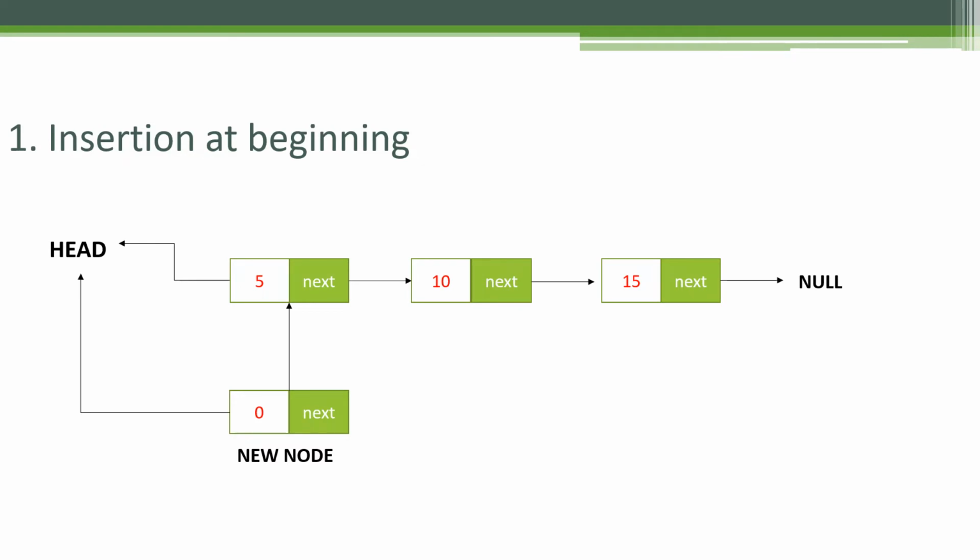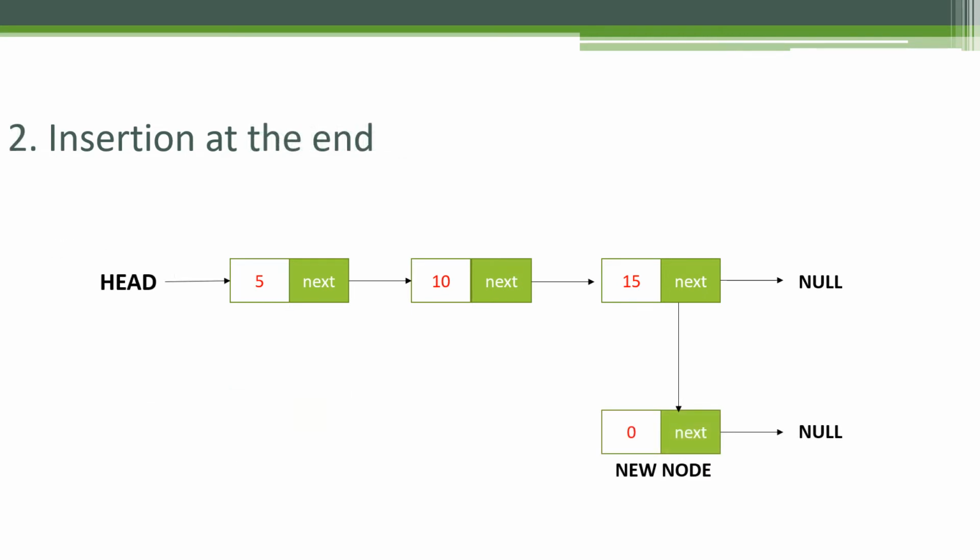Here 0 is the data stored in this new node, and we change the next of the new node to point to the head. Then we make the head point to the recently created node.